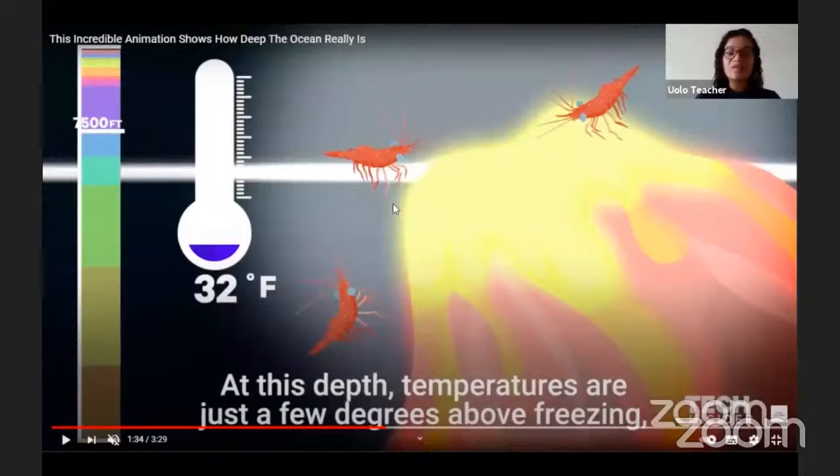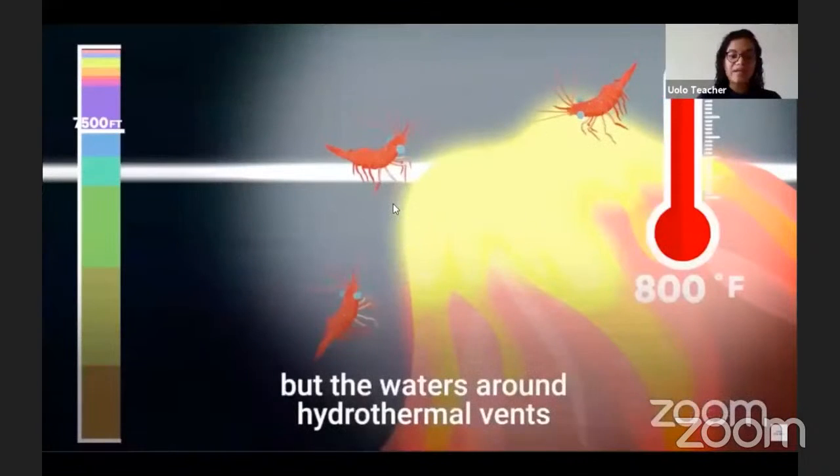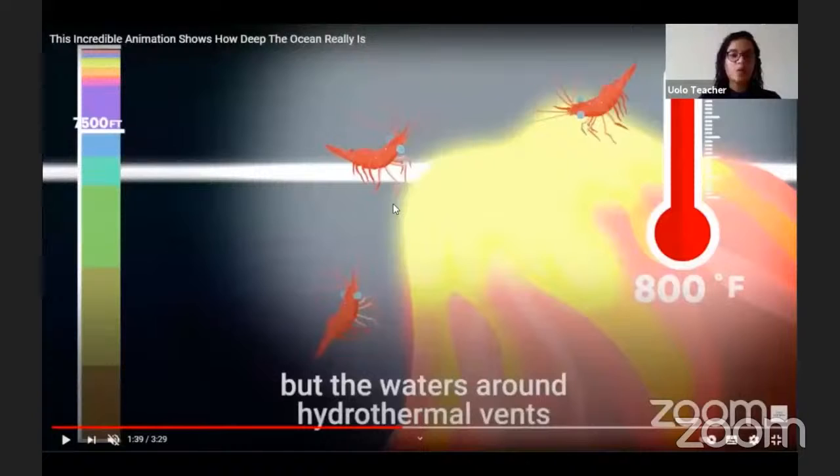So that's where the hot water volcanoes play a part. They don't let the water freeze, right? And that's why we have everything in liquid form. So these are also called hydrothermal vents. These volcanoes are also called hydrothermal vents, which heat up the water.